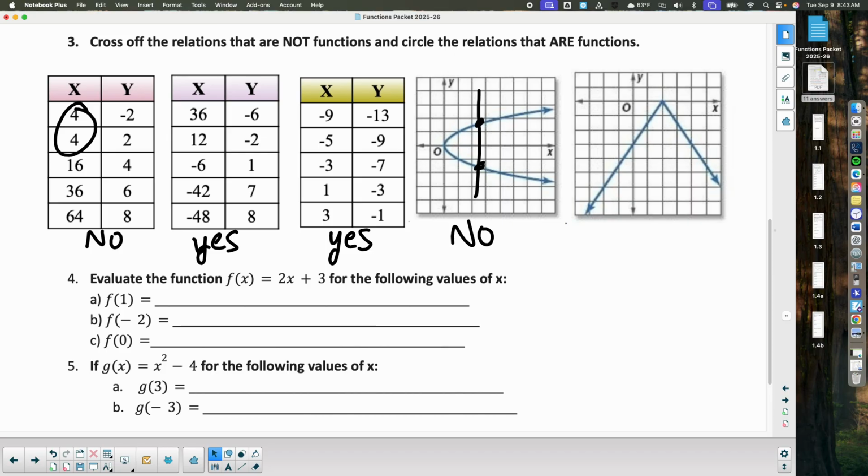Oh, you got me. Well, yeah. Okay, good. Vertical line would never touch twice.